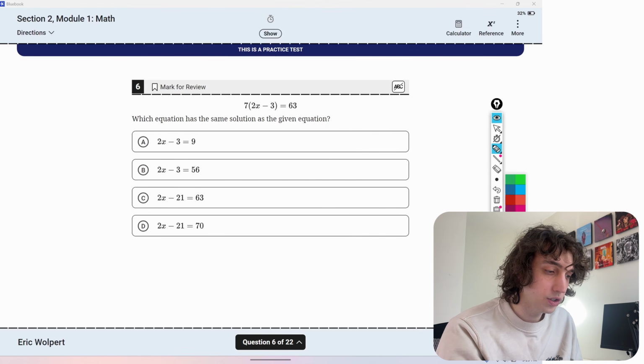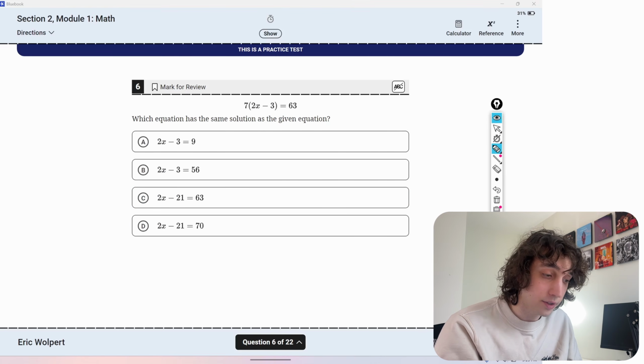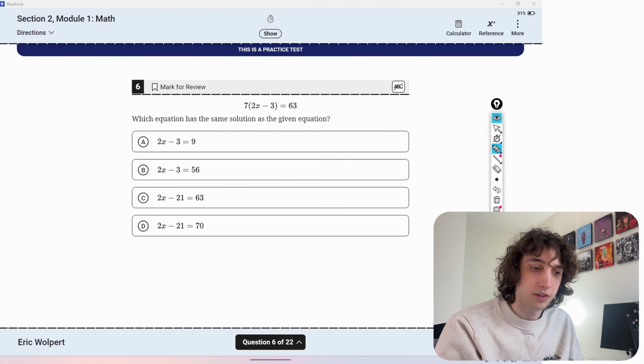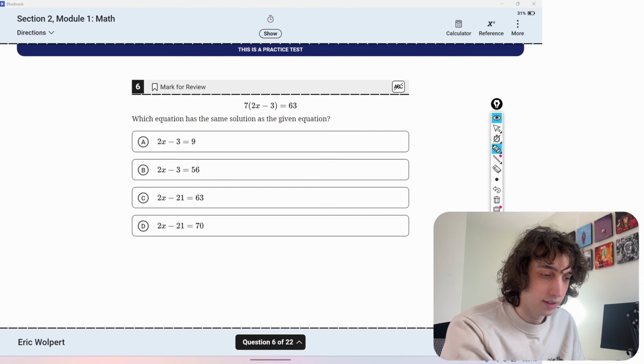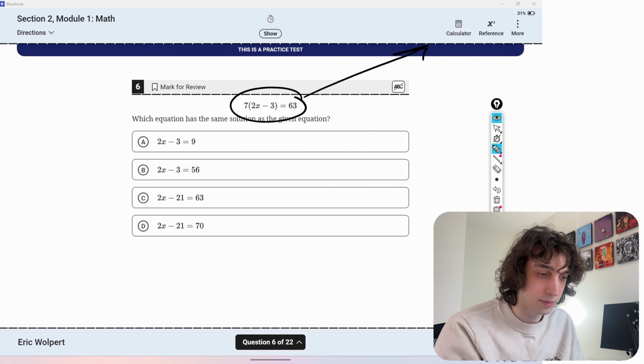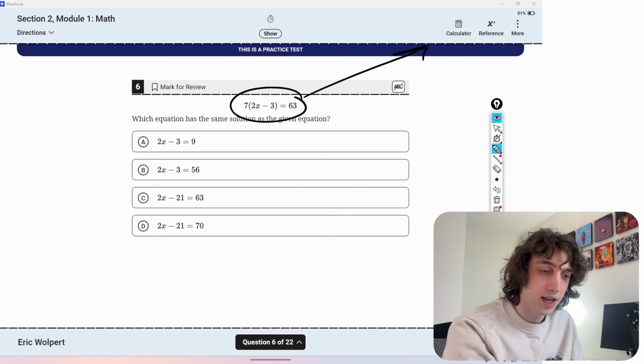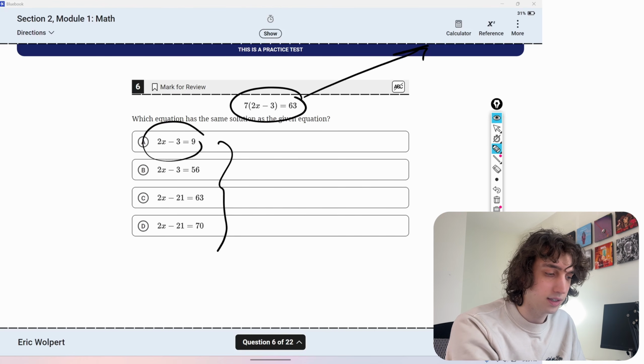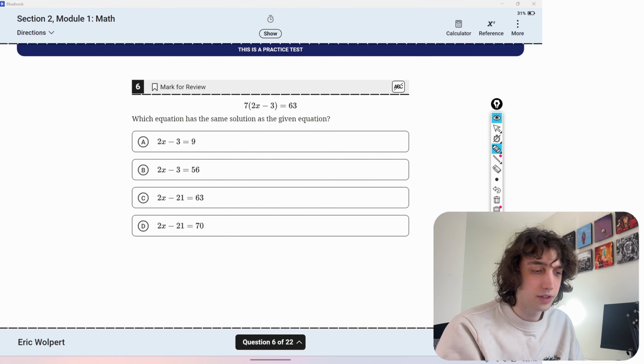Question 6 asks which equation has the same solution as the given equation. So when we're trying to find solutions, you can always put this into Desmos. If we put this verbatim into Desmos, it would give us a vertical line, and that would be your x value. And then you could sort of use that x value to figure out which of these equations has to be true. But we're going to solve this a little more directly.